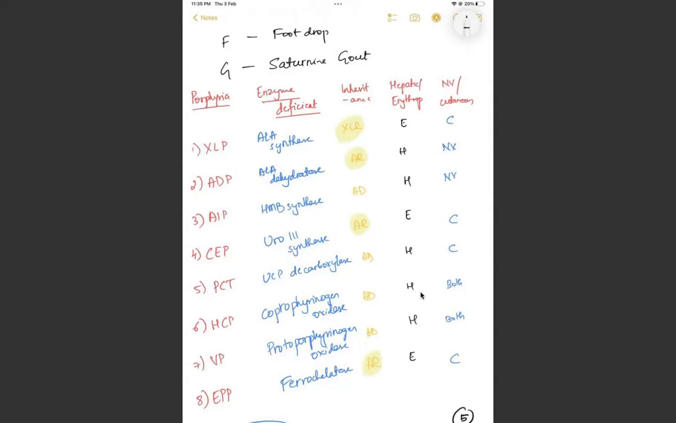Among these cutaneous porphyrias, erythropoietic protoporphyria and X-linked protoporphyria present with non-blistering lesions. Other porphyrias present with blistering lesions and photosensitivity.